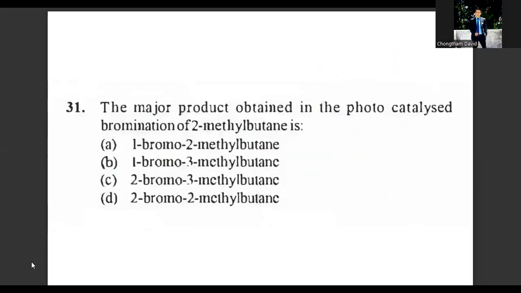The major product obtained in the photocatalyzed bromination of 2-methylbutane is... The order of substitution in different alkanes will follow tertiary, secondary, primary. So, bromination of 2-methylbutane mainly gives 2-bromo-2-methylbutane, as you can write the structure here.